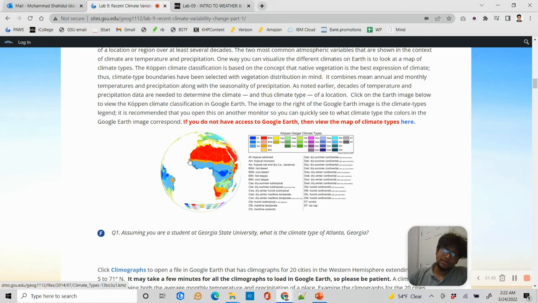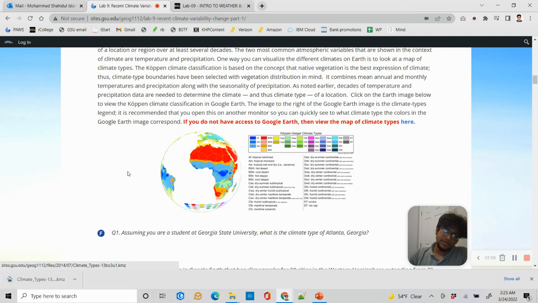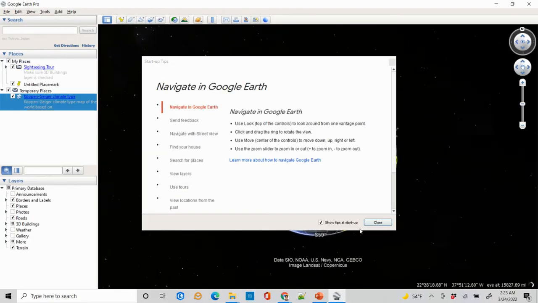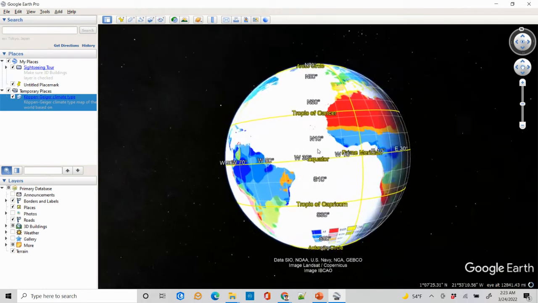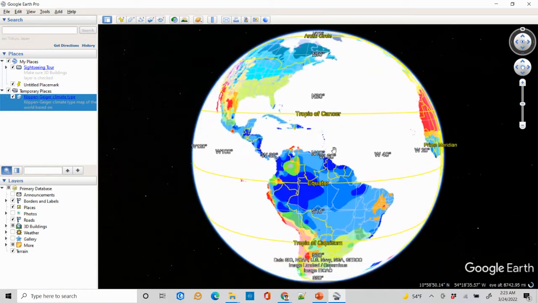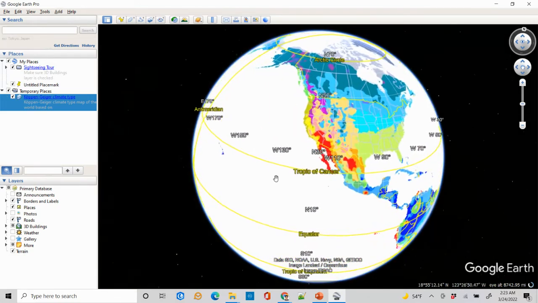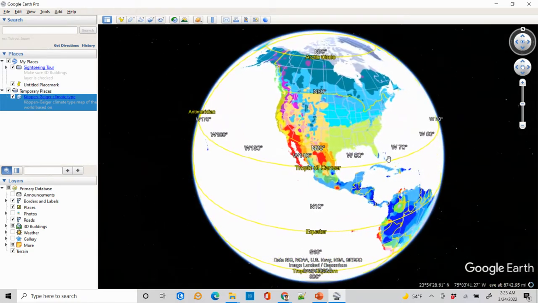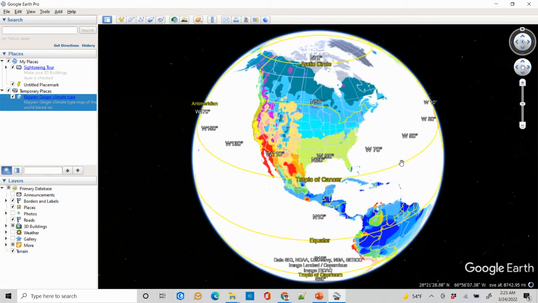If you click on that, a Google Earth file will download automatically. Let me show you first. This is downloading the Google Earth file here. You need to just open the downloaded file. If you open that, you can see different colors here, right? These are the different colors. These are the biomes, the biomes I have been talking to you about.